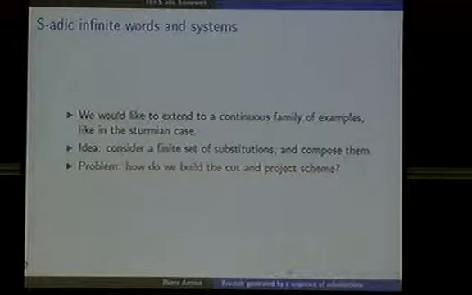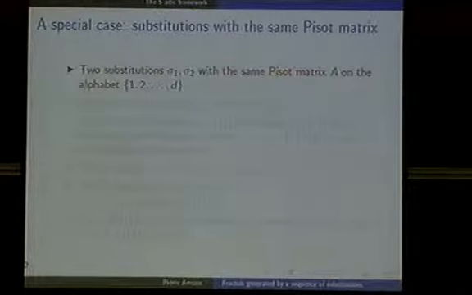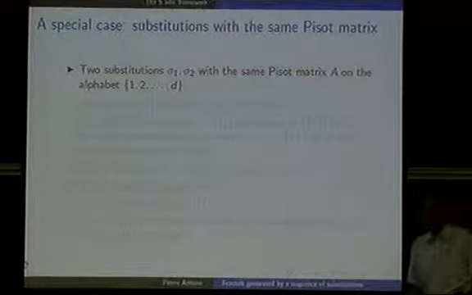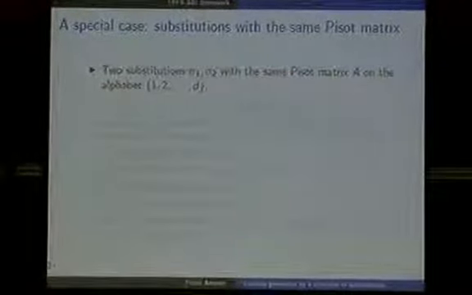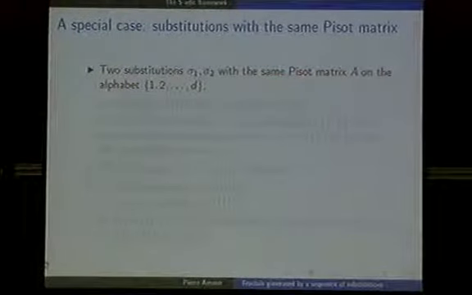And the idea is to take, as Valérie explained before, a finite family of substitutions and compose them and get some fixed point. But now, how can we build this cut and project scheme? Well, in general, I cannot do it, so I will do what I can do very easily. I take two substitutions with the same Pisot matrix on some finite alphabet, which will always have 3 letters. So I just flip the letters. So they are the same word up to some flip.